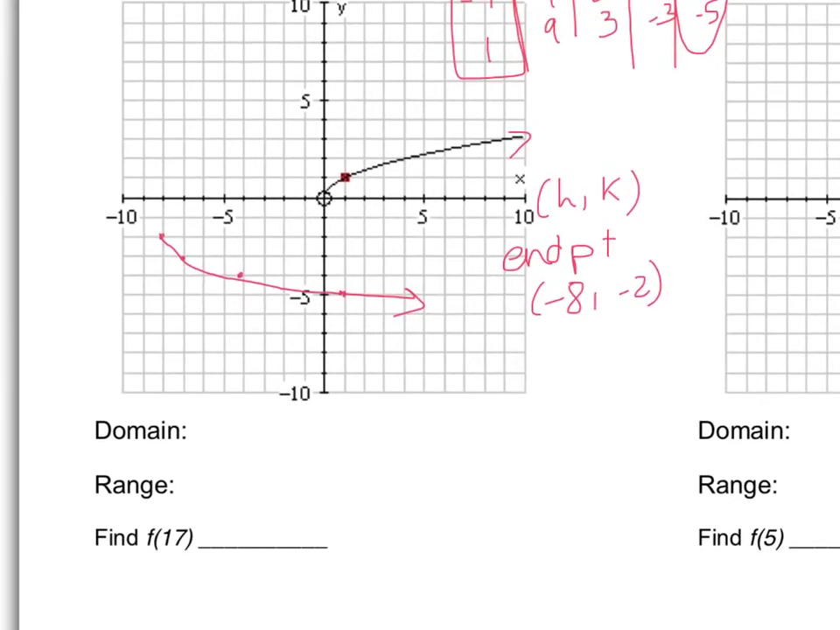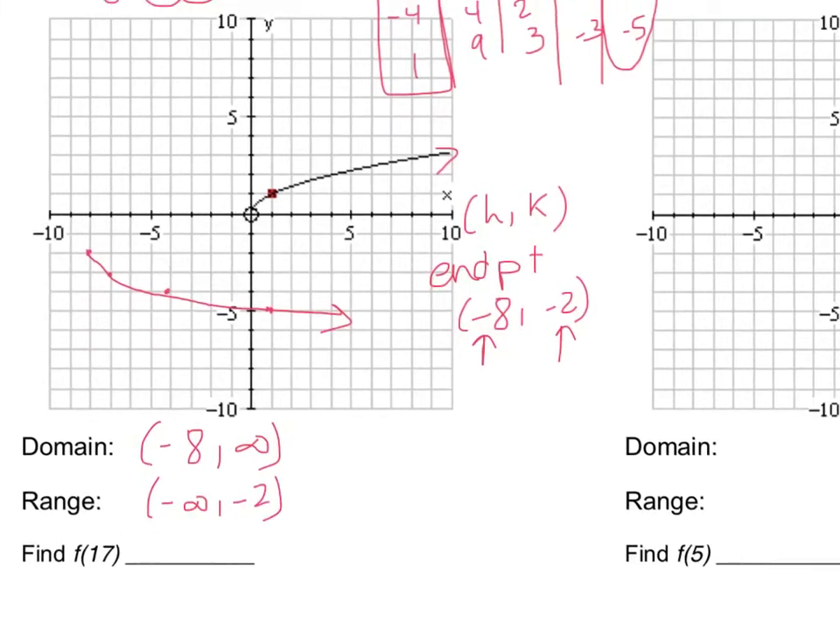So the domain is always going to be from the end point, which is the x, negative 8 to infinity, and the range is going to be from the k, either up to infinity, if it's going up like a shooting star, or going down to negative infinity if it's not a shooting star. So it's going to be from negative infinity to the y of the end point, which is negative 2. So let's try the other one.